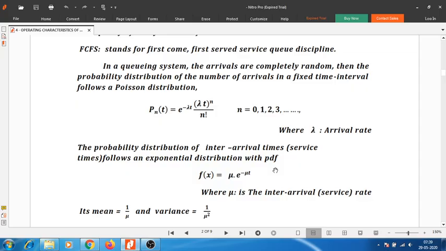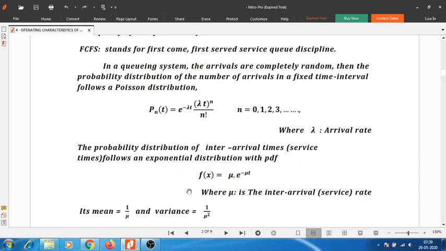We derived that its probability density function is exponential in form: f(x) = ..., sometimes they write f(t) instead of f(x); strictly speaking f(t) is right. f(t) = μ e^(-μt), where μ is the service rate or inter-arrival rate. By using the definition of mathematical expectation and variance, you can derive that the mean is 1/μ and the variance is 1/μ².